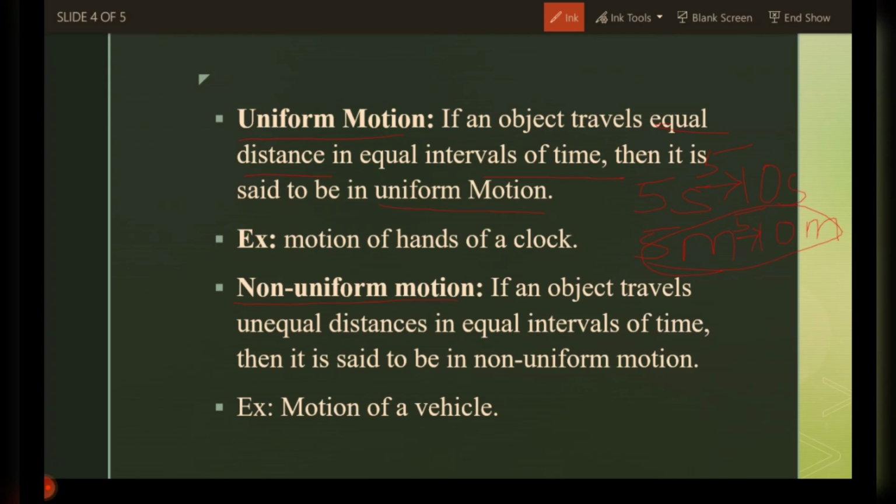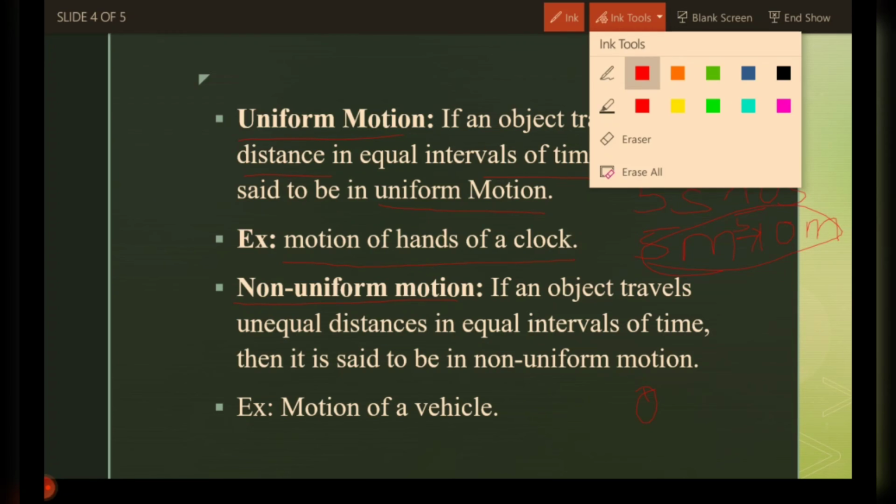For example, motion of the hands of a clock. The clock's hand will be covering equal distance in equal time. In 5 seconds, the hand will be covering equal distance, that is 30 degrees. This will repeat throughout the motion. Hence it is called uniform motion.